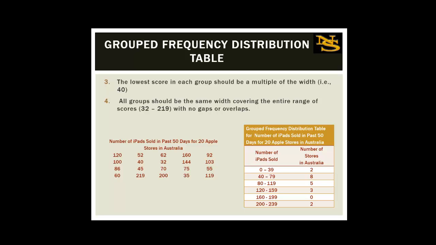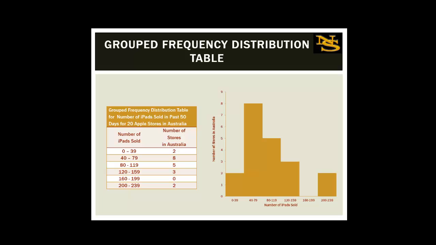So if we're just looking at this simplified version of our data, we can see that a select few sold 200 plus iPads. But there were many in the low end who sold less than 120 iPads over the course of 50 days. And that's a lot easier to see than when you're just looking at all of the numbers on a screen that aren't placed into a nice, neat table. An even better picture of the data comes when you place it into a histogram.